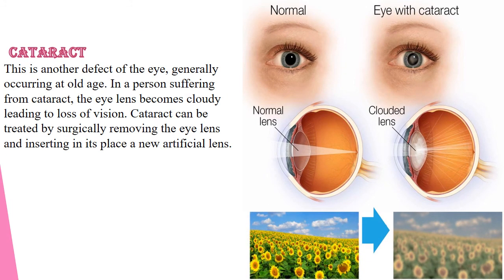Cataract. This is another defect of the eye, generally occurring at old age. In a person suffering from cataract, the eye lens becomes cloudy, leading to loss of vision, or we can say his eyesight becomes foggy. Cataract can be treated by surgically removing the eye lens and inserting in its place a new artificial lens. You know, children, that the modern technology has made this procedure very simple and safe.